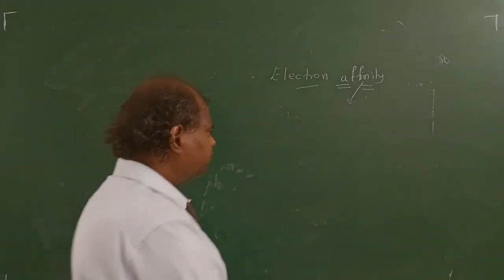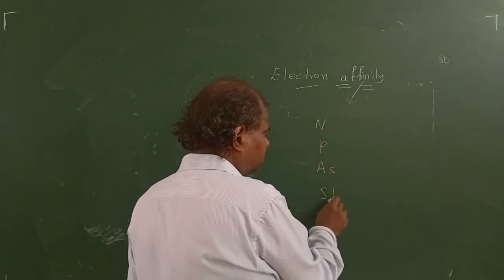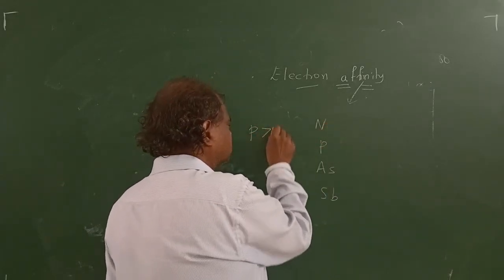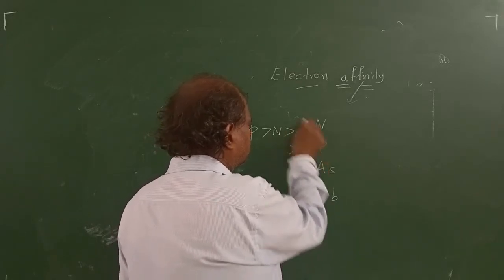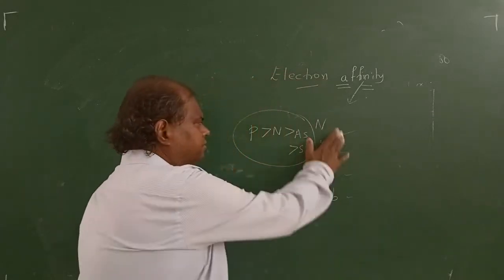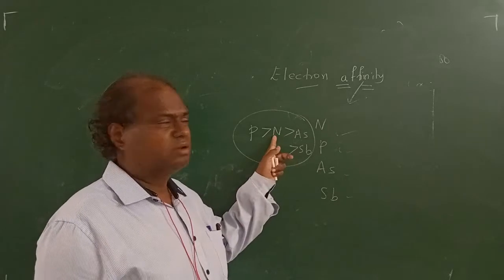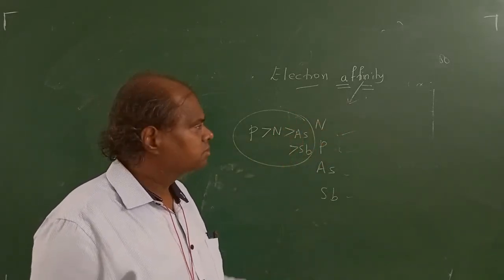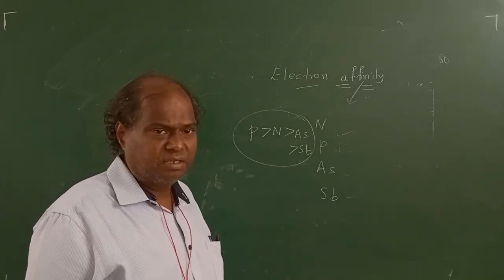So in the nitrogen family, if you see nitrogen, phosphorus, arsenic, antimony, actually nitrogen should have more, but then phosphorus has more. So this will be the order. Clear? Phosphorus has got more. All this is because of the small size of these atoms, nitrogen, oxygen, fluorine, right? So this is one exception of electron affinity.